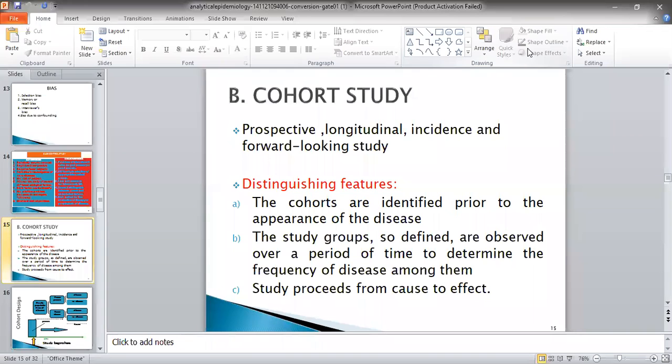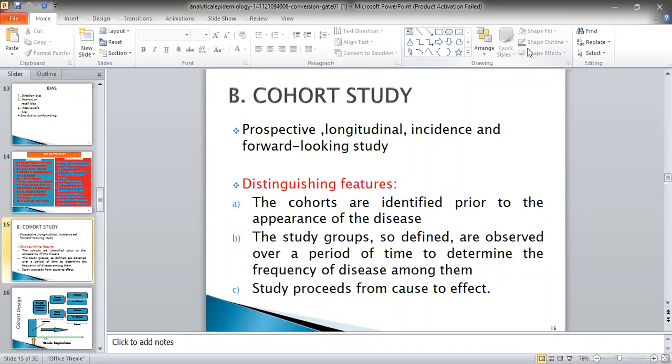And it is also called incidence study because we can calculate incidence only from cohort study. Remember this point, this is very important point. Okay, we can calculate incidence only from cohort study. And what is incidence? Incidence is number of new cases. And it is also part of forward-looking study.